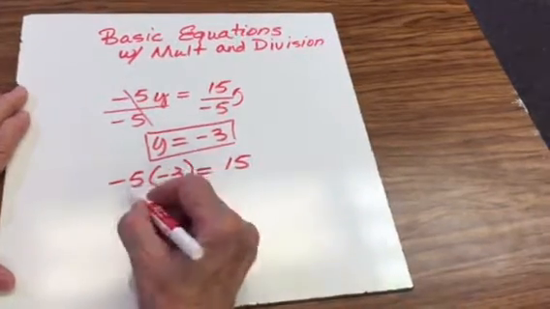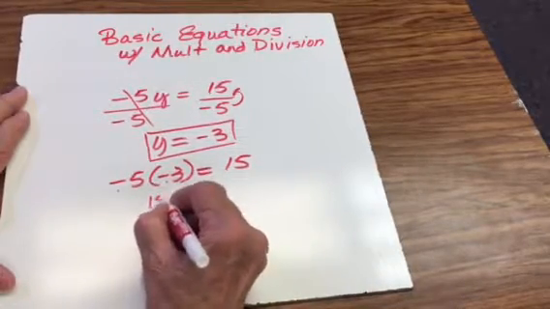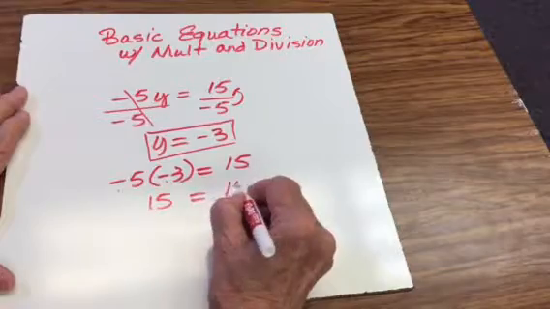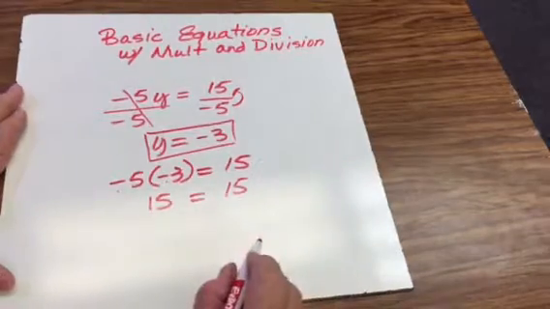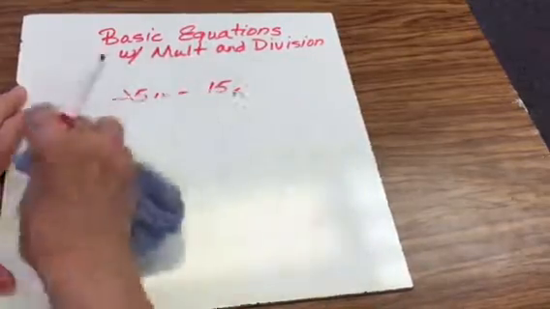Let's make sure that's right. Negative times negative is positive. So 15 equals 15, and our answer is correct. Let's do one with division, a division problem.